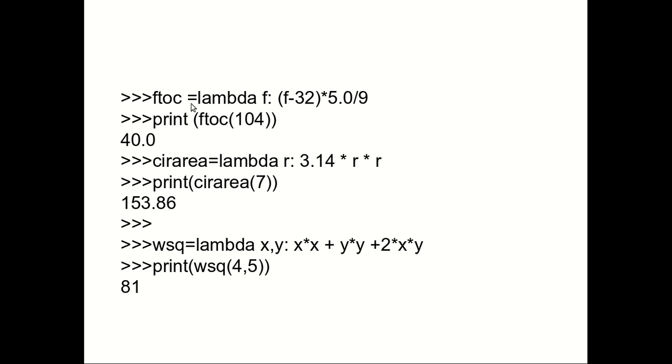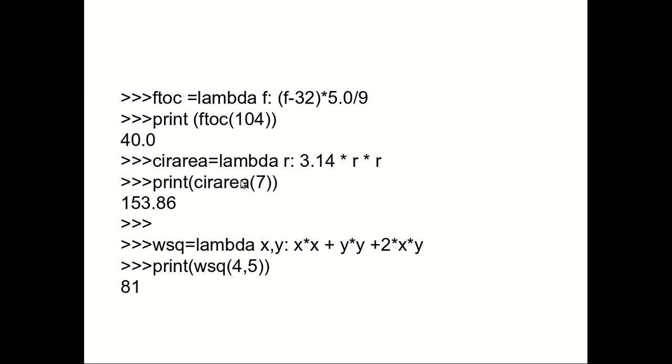So this lambda defines a small one line function, and the name is F2C. It takes one argument. Whenever we need to use it, we call it just like a function call. So F2C(104) is going to give you the output in centigrade.